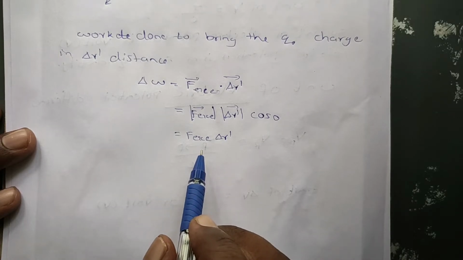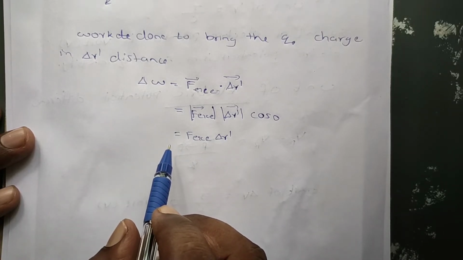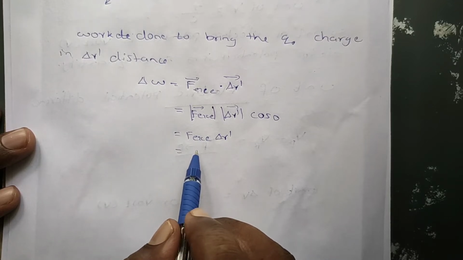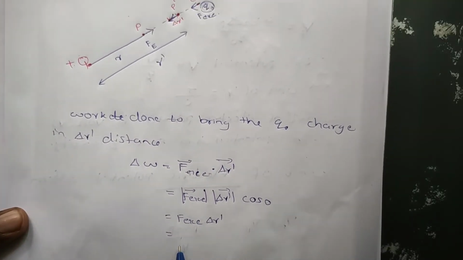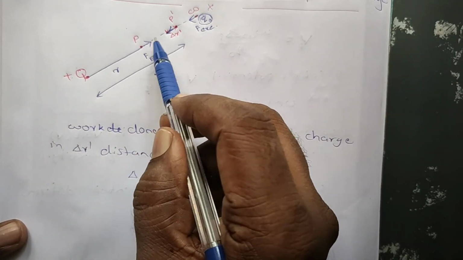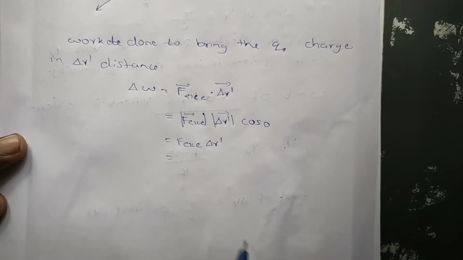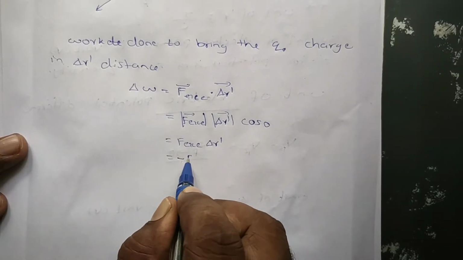If we are going to find the work done by the electric field, what will we apply? We will substitute the electrostatic force. Here you can see that the electrostatic force is in the opposite direction of the external force, so we will put a minus sign here, Fe.